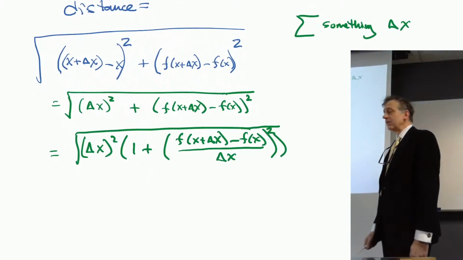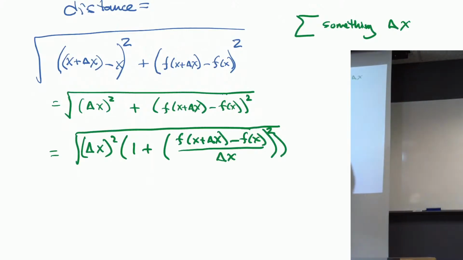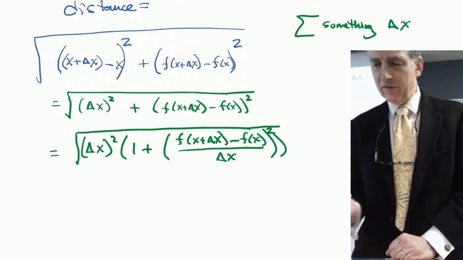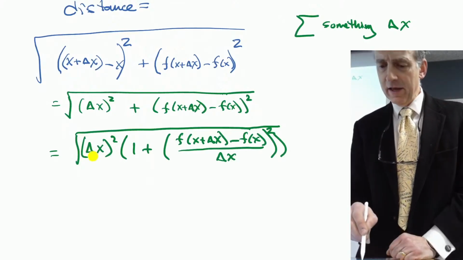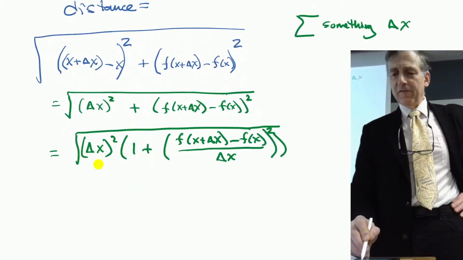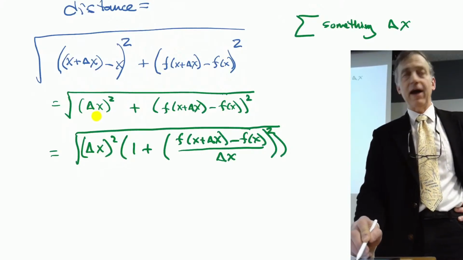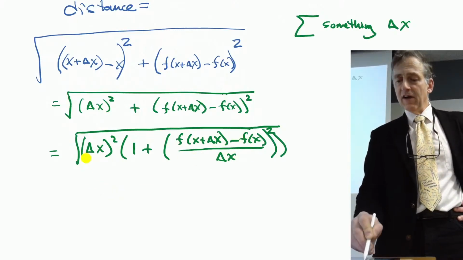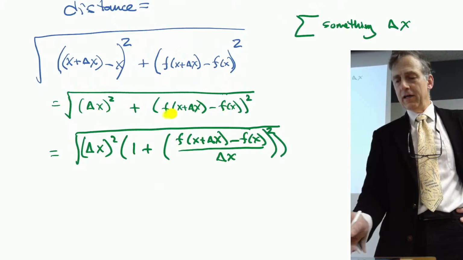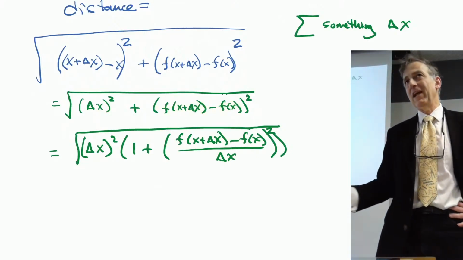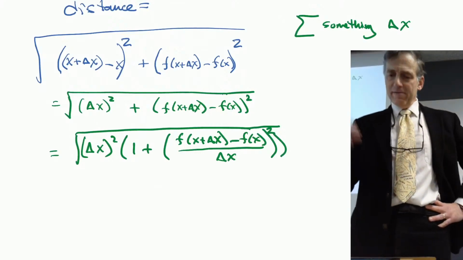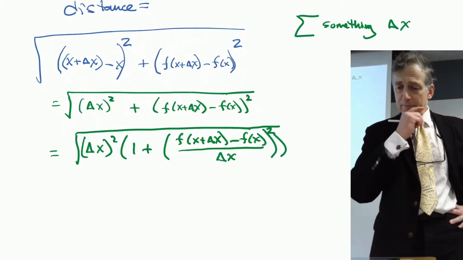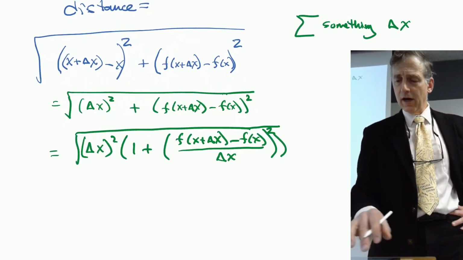Okay, let me explain what I just did, just so you don't get too scared. Think in terms of what this would look like if you were to multiply this through. If I multiply delta x squared times 1, I get the delta x squared up here. And if I multiply this delta x squared times this nasty thing, the delta x will cancel with the 1 in the denominator, and you indeed get this. So even if you don't believe me that I can factor out a delta x squared, well, I just did.